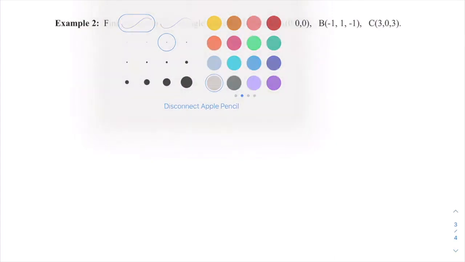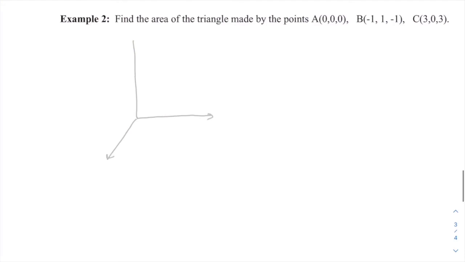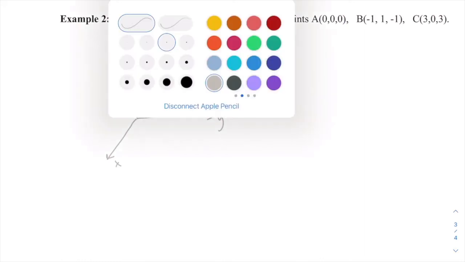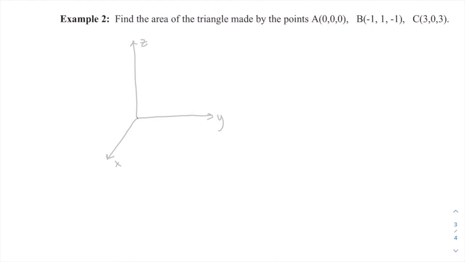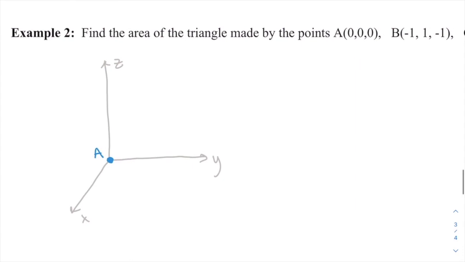I know these points have 3 components, so I'm going to draw a 3-dimensional space just so we can sketch out what's going on. So A is at the origin. The point B is at -1x, 1y, -1z. So that's -1, 1, -1. So that's somewhere down here. Actually, let me bring this out a little bit more. So it's kind of like down there.